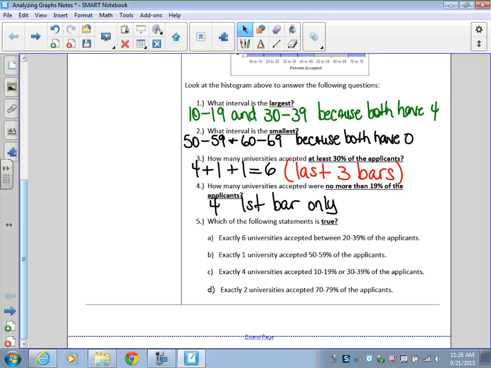Problem number 5, which of the following statements is true? Your answer is going to be A and C. A is true and C is true. You would look at your bar graph and you're going to look at those blue bars because that's where you get your information from.